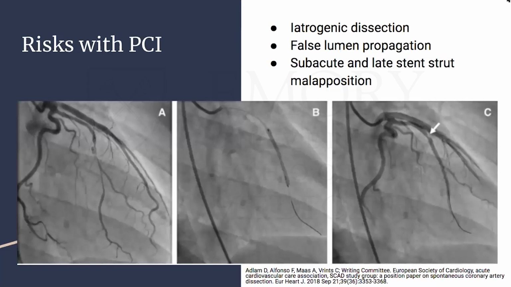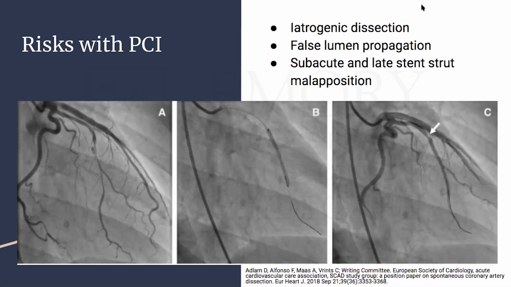I mentioned earlier the risks with PCI. Diagnostic left heart cath, as I said earlier, is recommended, but PCI can be associated with higher complication rates and sometimes suboptimal outcomes. This is because the affected coronaries are more susceptible to iatrogenic dissections and extension of those dissections with PCI. And guide wires can enter the false lumens and occlude the true lumen, causing worsening ischemia.